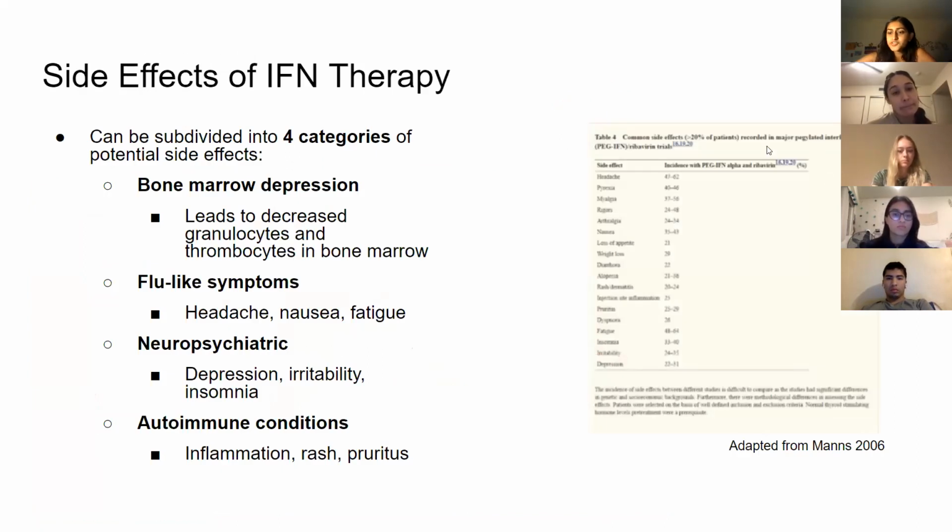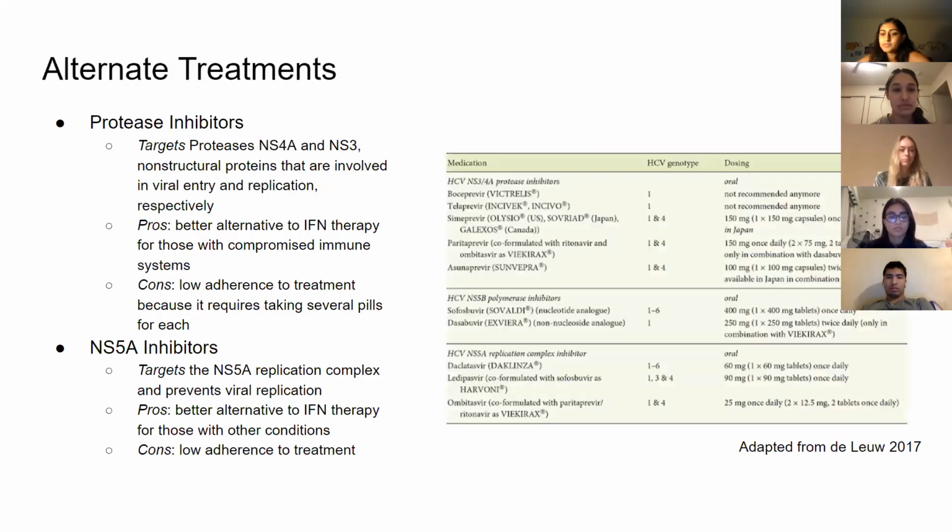So there's a wide range of possible side effects that one can experience while using interferon therapy to treat hepatitis C. These side effects vary in severity and duration and can have a significant impact on whether patients adhere to treatment and how their dosage is determined. These side effects can be broken down into 4 main categories: bone marrow depression, flu-like symptoms, neuropsychiatric side effects, and autoimmune conditions.